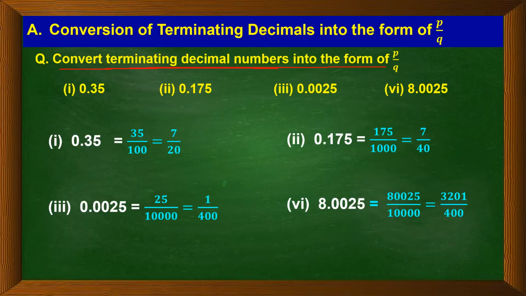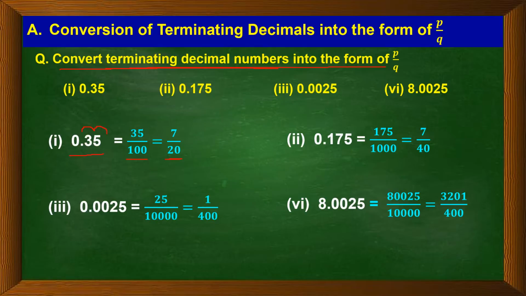Now first part is 0.35. So 0.35 has two decimal places. So in the denominator we will have 100. So we shall write 35 by 100, and further we can simplify by dividing by 5 both the numerator as well as denominator, and we shall get 7 by 20 as the p by q form.